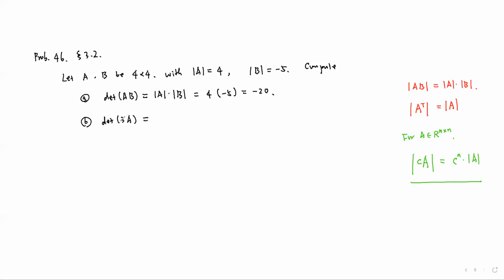Now 3 times A means 3 times all the rows of A. By the formula, it is 3 to the power of the size of A, which is 4 by 4. So 3 to the 4th times the determinant of A, which is 4. Yeah, so this is the answer.